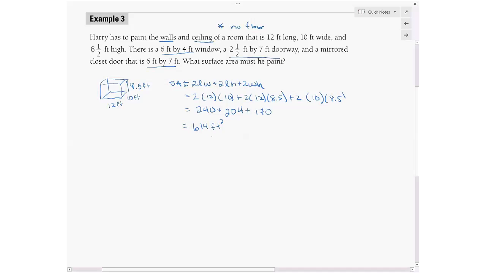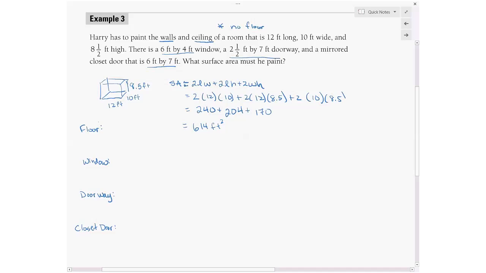Now remember, there are certain things we don't want to paint. We don't want to paint the floor. We don't want to paint the window. We don't want to paint the doorway. And we don't want to paint the closet door. These are all rectangles, so they're all length times width. We could have taken the floor into account here, but we didn't. I'm just going to subtract it off. The way we would have done it, we would have done 1 less length times width, but we'll see that in a minute.